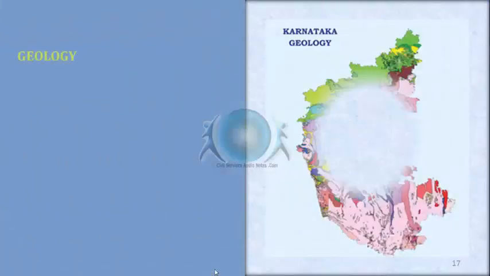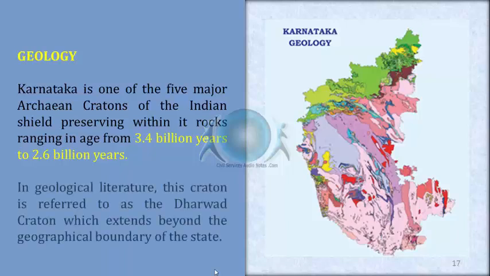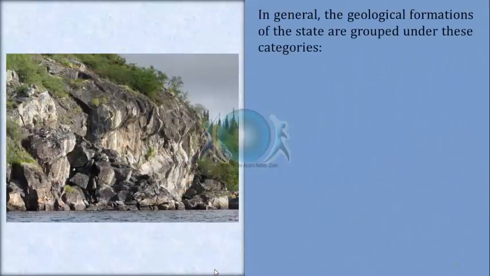Geology of Karnataka. Karnataka is one of the 5 major Archean cratons of the Indian Shield, preserving within it rocks ranging in age from 3.4 billion years to 2.6 billion years. In geological literature, this craton is referred to as the Dharwar craton, which extends beyond the geographical boundary of the state. In general, the geological formations of the state are grouped under these categories.